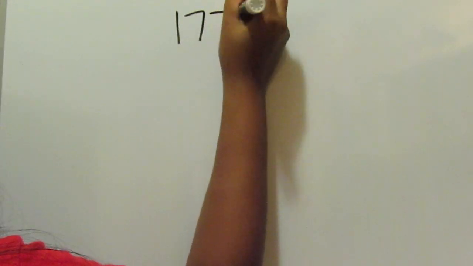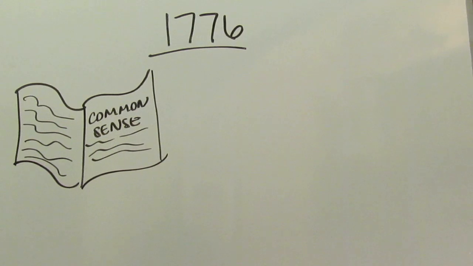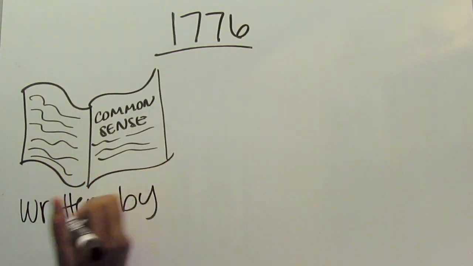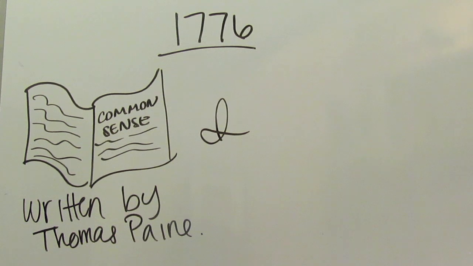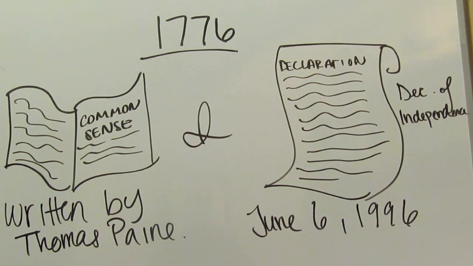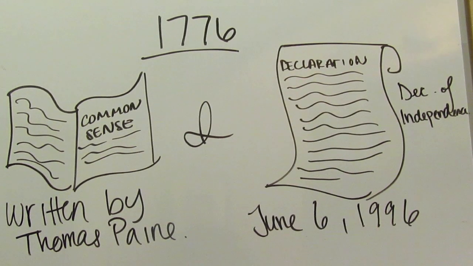In 1776, two important documents were released. The first was Common Sense, written by Thomas Paine. It called for American colonists to support revolution. The next was the Declaration of Independence. It declared their independence from Britain.